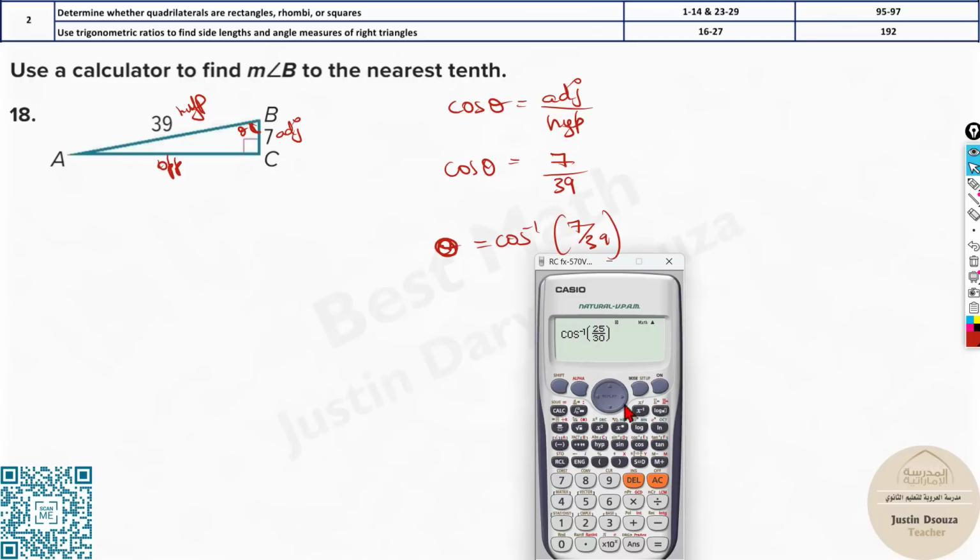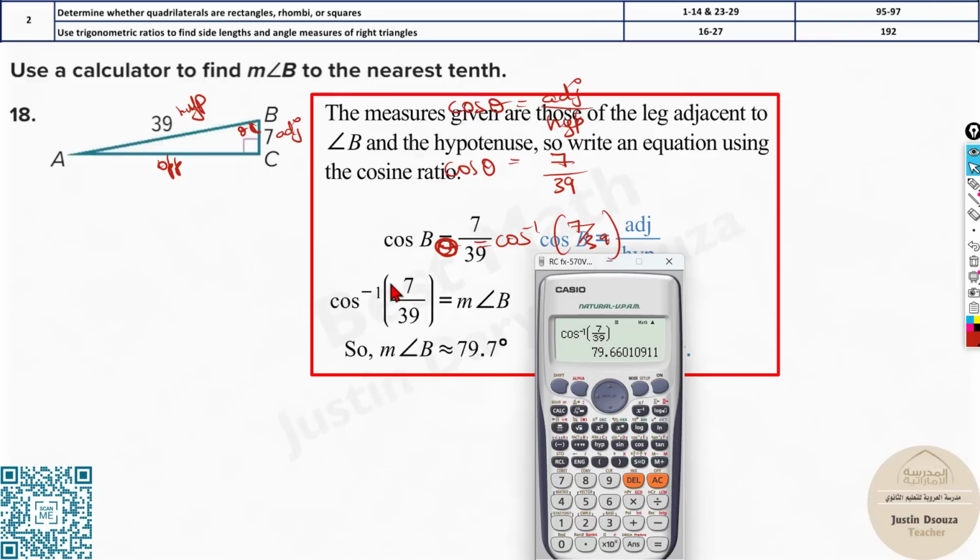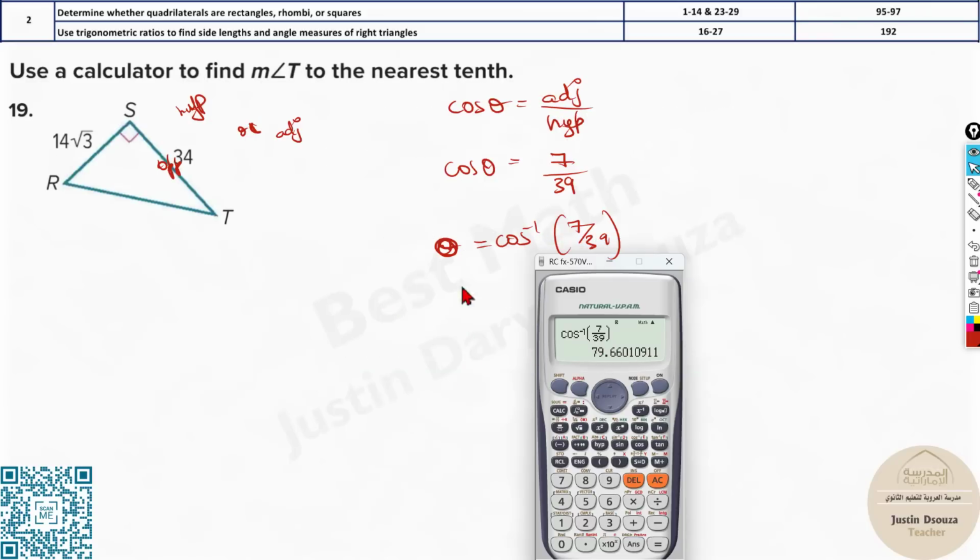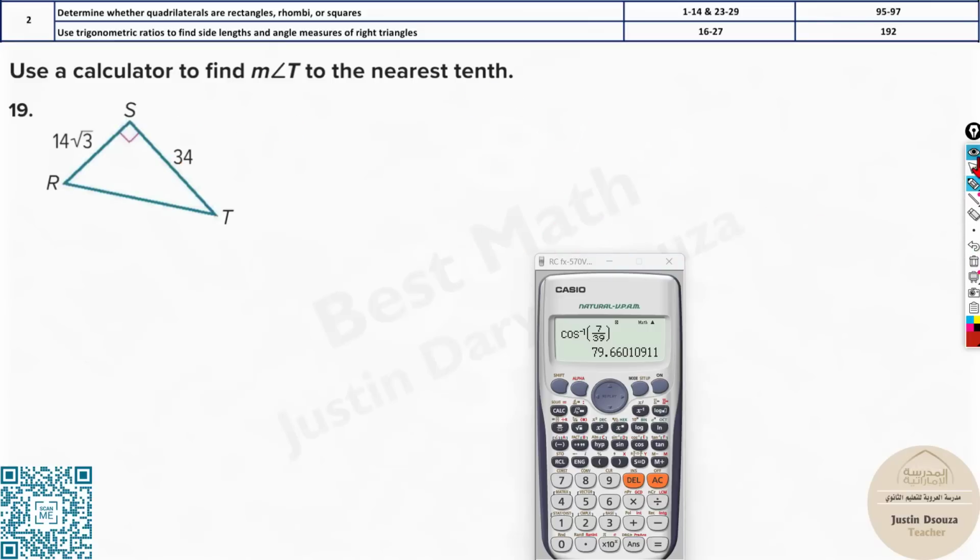Here it's already cosine. I'll just change this to 39 and over here to 7. And the answer would be, after rounding off to the tenth, 79.7. So you can see here 79.7. So this is important. Look into the question, how much you have to round off, and then write the final answer. Let's do this one over here. They have asked to find the measure of t. So this is opposite. And after this, we have the hypotenuse, which is not given. And over here, we have adjacent.